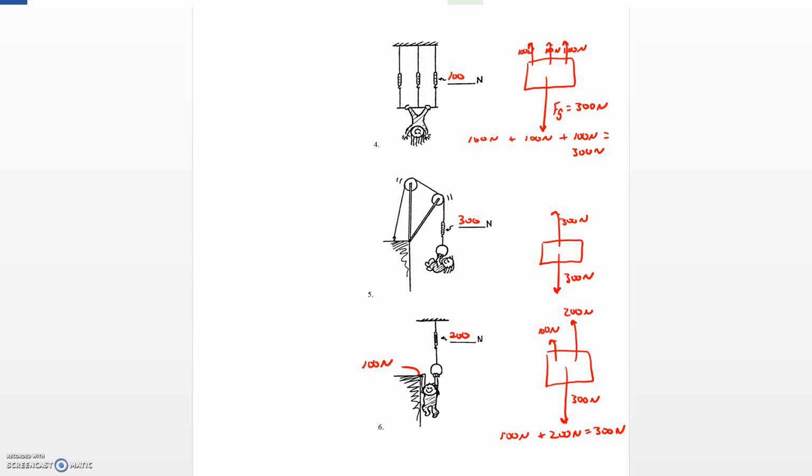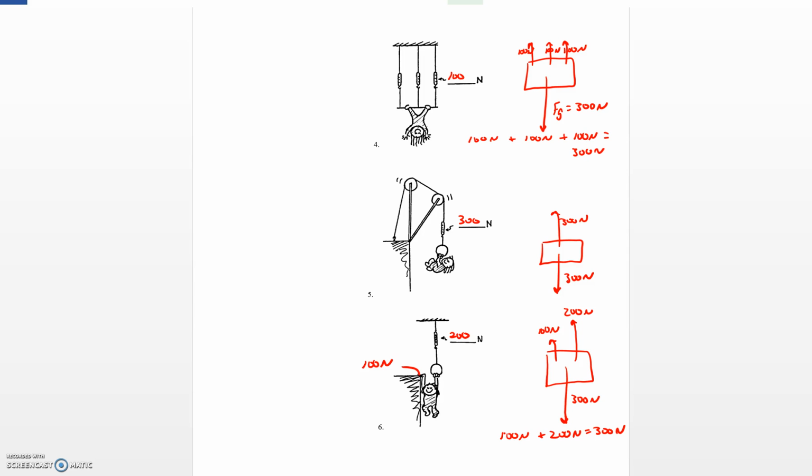Okay, for our next pictures, we've still got that same 300 Newton girl. But in number 4, that force is going to be spread out between 3 ropes. So we'll have a 100 Newton force plus a 100 Newton force plus a 100 Newton force. We'll cancel out the 300 Newton force due to gravity, and our net force will equal 0. For number 5, it doesn't matter that we've got a pulley system there. If we've got 300 Newton force acting in the downward direction from the force due to gravity, or her weight, we're going to have a 300 Newton force acting in the upward direction.